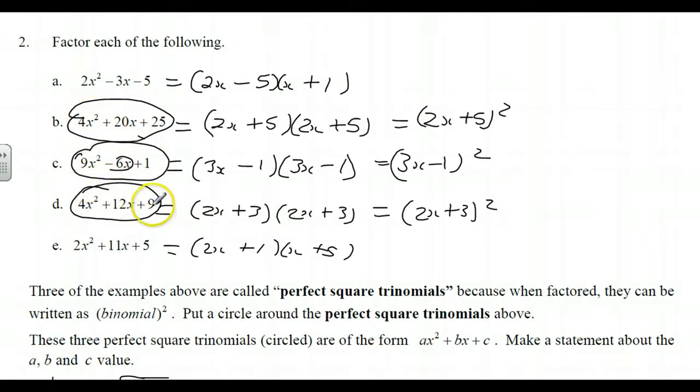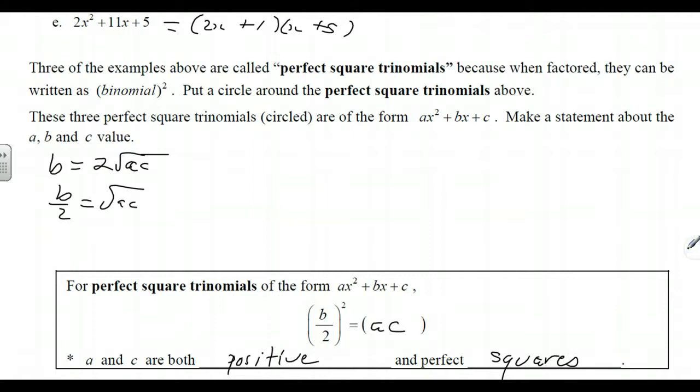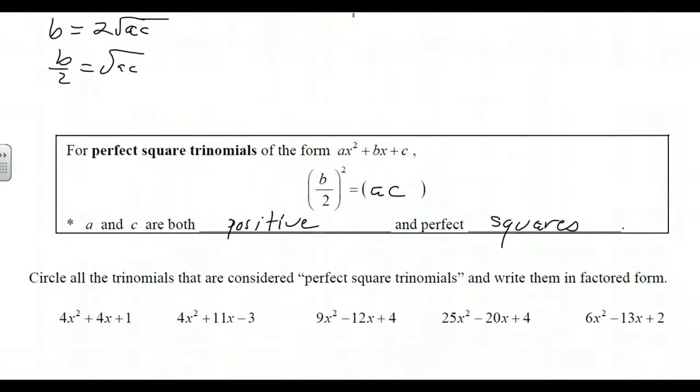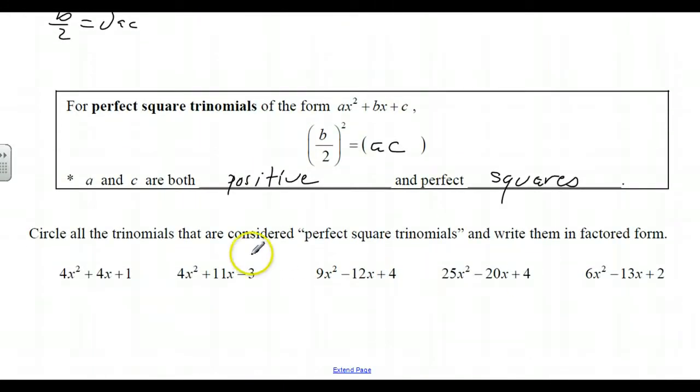Square root of 4x squared is 2x. Square root of 9 is 3. 2x times 3 is 6x. Doubled gives you 12x. So that's what I look for when I'm looking to see if I'm dealing with a perfect square trinomial. Square root of 4x squared is 2x. Square root of 1 is 1. 1 times 2x is 2x. Doubled is 4x.